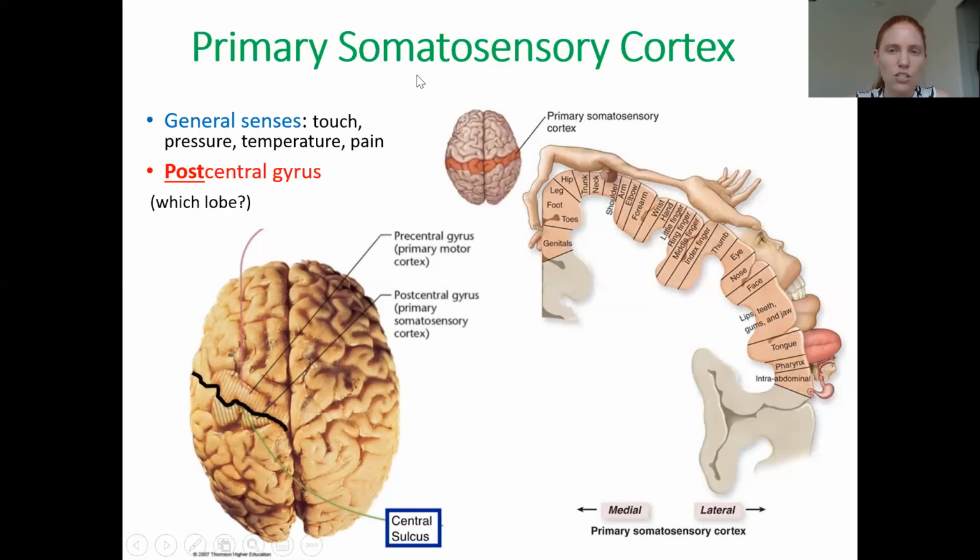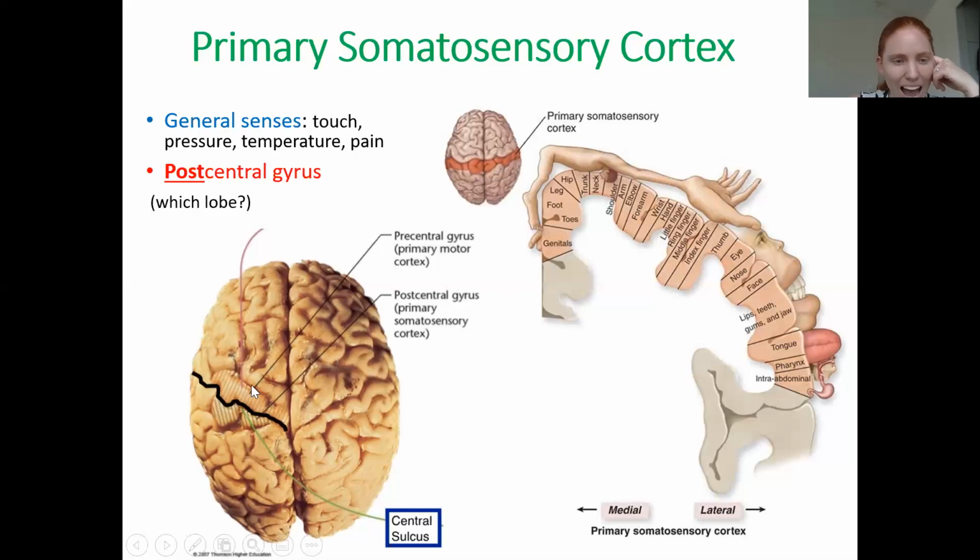Okay, so the somatosensory cortex is located on what's called the postcentral gyrus, post meaning behind, and the central gyrus is a medium groove. What I mean by medium is it's not quite deep enough to be a fissure, so it's still a gyrus, but if you look at this picture, it is deeper than other grooves nearby. So this groove right here is called the central gyrus.